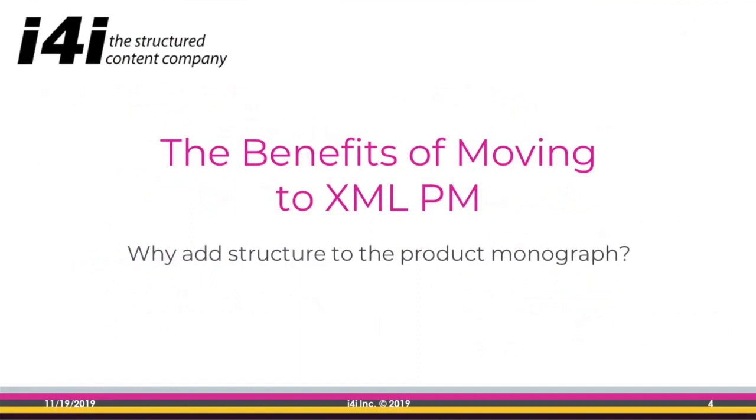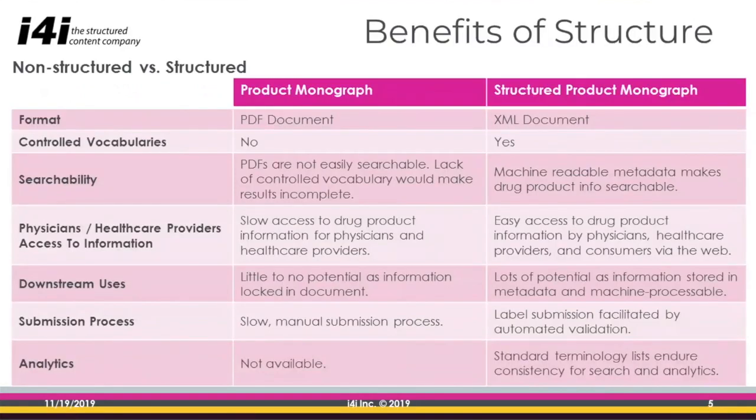So why add structure to the product Monograph? There are many benefits of using a structured XML document as opposed to a PDF document. With structured XML content, we can use established data standards such as controlled vocabularies and standardized terminology lists. These data standards promote consistency across data collection projects. Adding structure also provides us the ease of searchability. Encoded data or metadata can be indexed, allowing users to search by values such as ingredient name or section heading. These searchability features are not available in PDF documents, and the lack of controlled vocabulary make results incomplete.